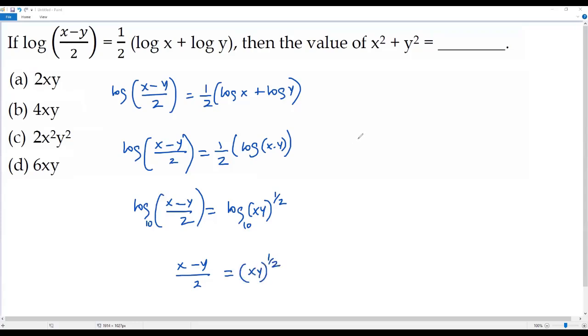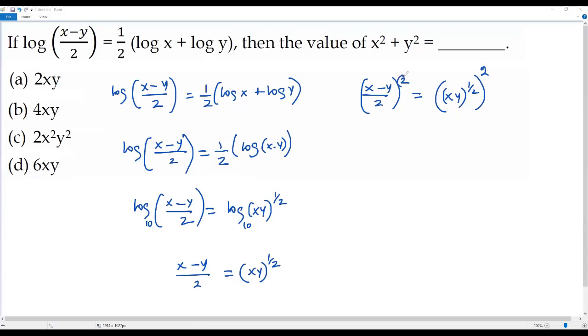Now what we need to do is solve for this. I have to get rid of the exponent 1/2. So what should I do to get rid of this 1/2? I have to raise both sides to the power of 2. So let me do it. ((x − y)/2) the whole square equals ((xy) to the power of 1/2) the whole raised to the power of 2. I raised both sides to the power of 2 because my aim is to get rid of this exponent 1/2.